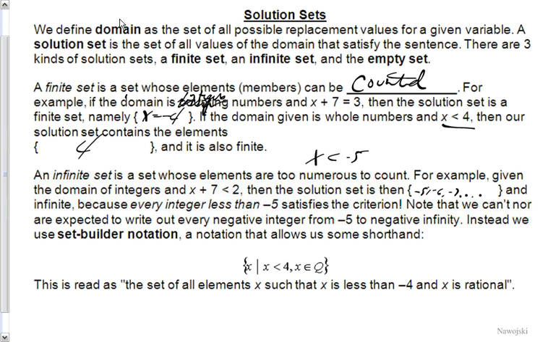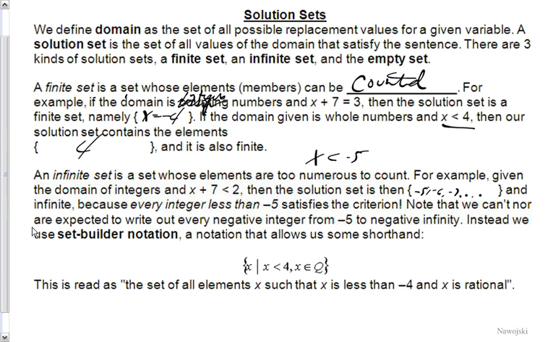We can't count that, okay? We can't do it, right? So that is a set that we can't actually count. Well, we can write this in a technique called set builder notation.